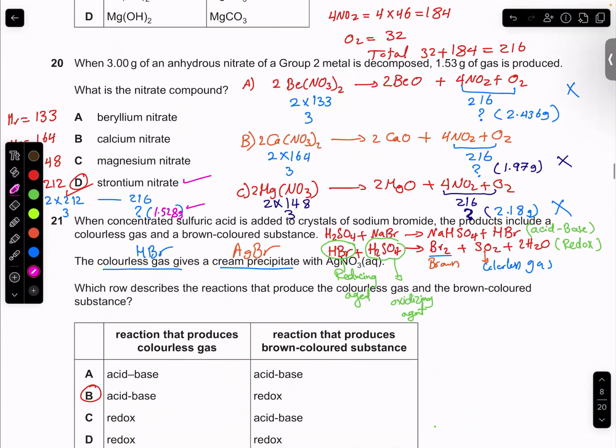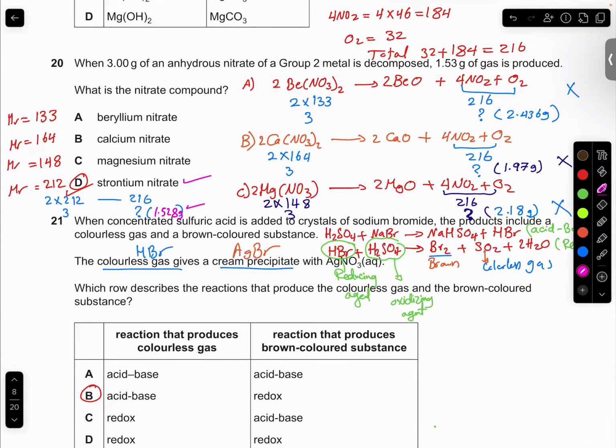When 3 grams of an anhydrous nitrate of a group 2 metal is decomposed, 1.53 grams of a gas is produced. What is the nitrate compound? This question depends on trial and error, meaning we have to find the compound based on the calculations.